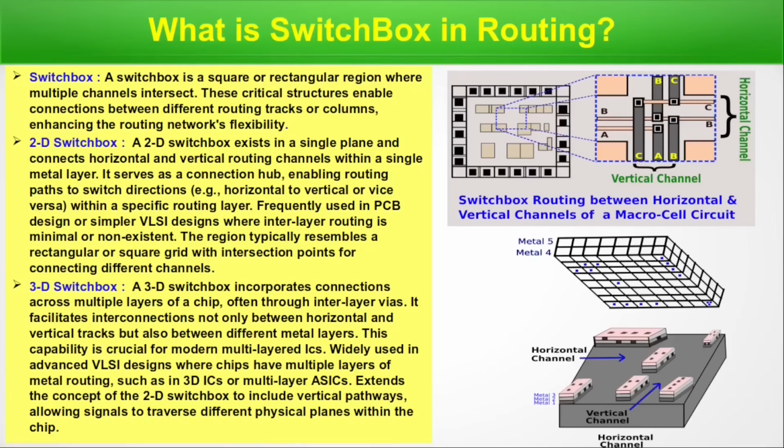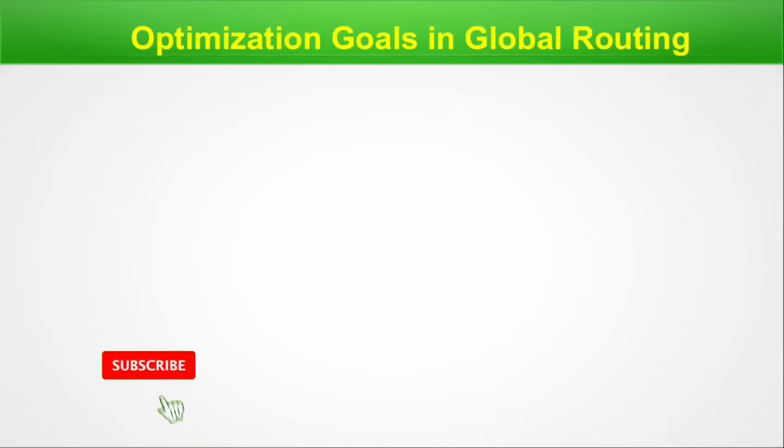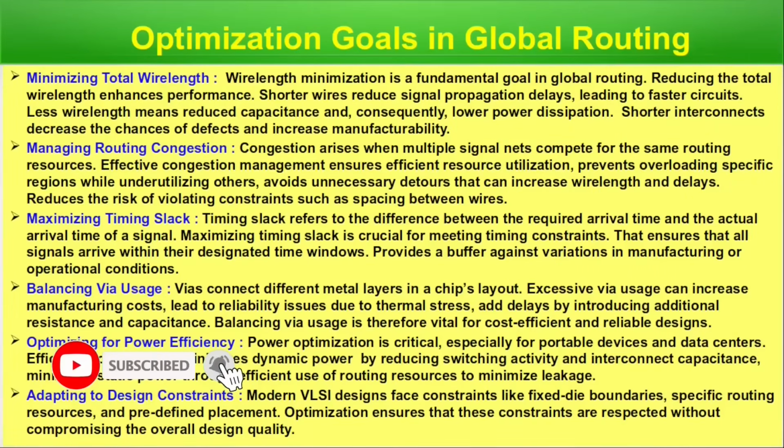We will move to the next slide. Optimization goals in global routing. Minimizing total wire length, managing routing congestion, maximizing timing slack, balancing via usage, optimizing for power efficiency, adapting to design constraints. So these are the optimization goals. So minimizing total wire length, that is the first one.